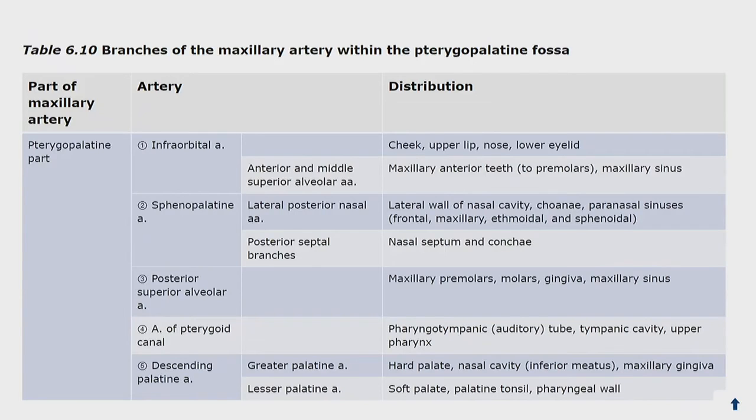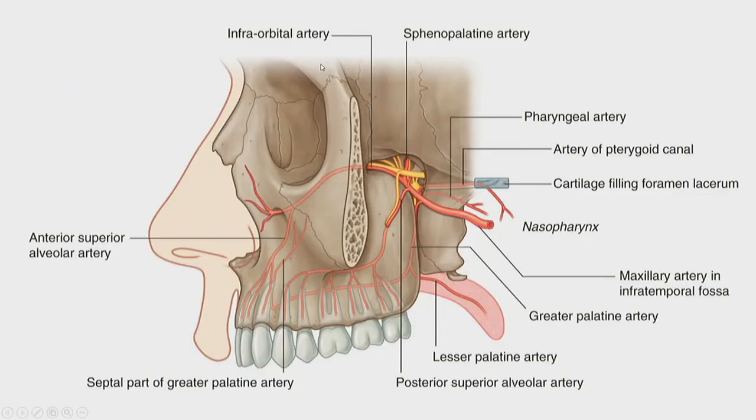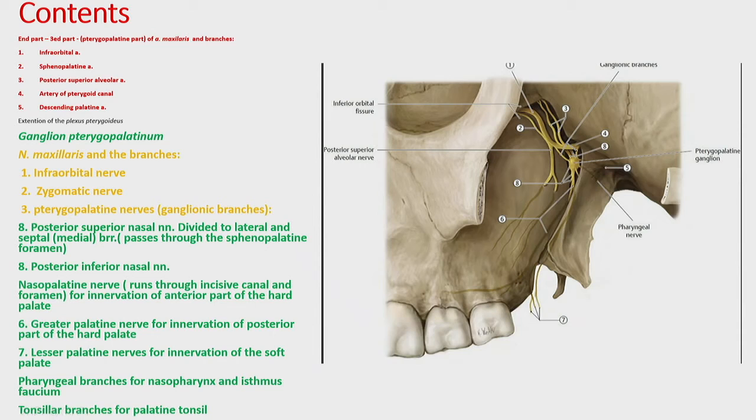For your understanding, here is the table with all the branches that I already mentioned for the maxillary artery. Also here, for example, you can see the posterior superior alveolar artery, which is supplying the upper teeth. This is the infraorbital, which is giving the alveolar branches. Additionally, we said that the pterygopalatine ganglion is also located there, and the branches of the maxillary nerve are also located there.